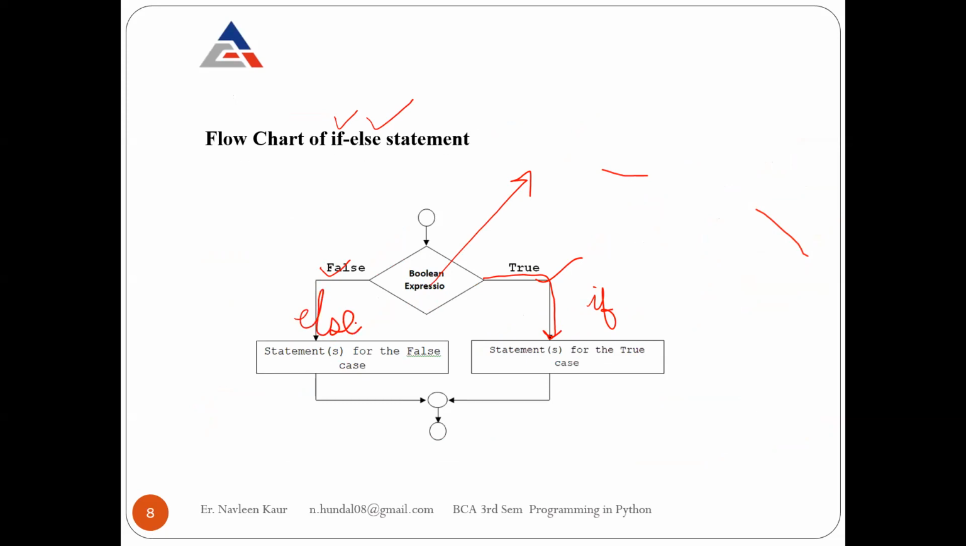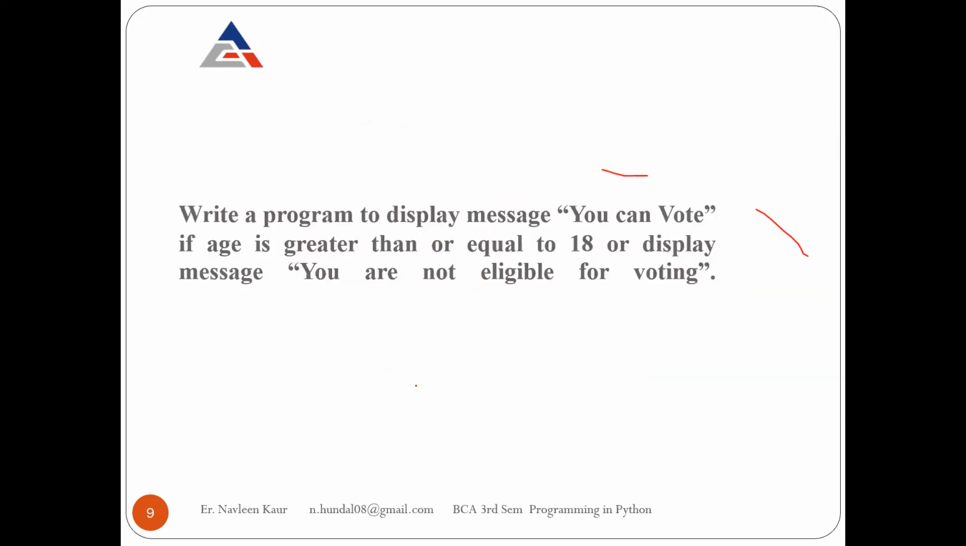Now we are taking care of both. For true of the condition, we have some statements to run. For false of the condition, we have some statements to run. At a time, only one thing will happen. Either the condition will be true, you will run these statements and your program will end, or the condition will be false, you will run these statements and your program will end. The same program that we were doing, you have to display a message. You can vote, when you display this message, if the age is greater than or equal to 18. And if the age is less than 18, otherwise I want to print that you are not eligible for voting.